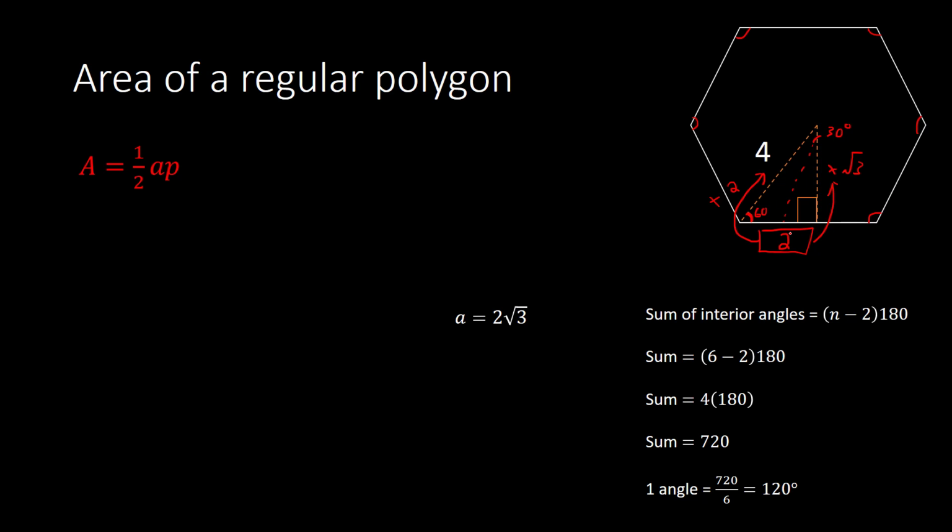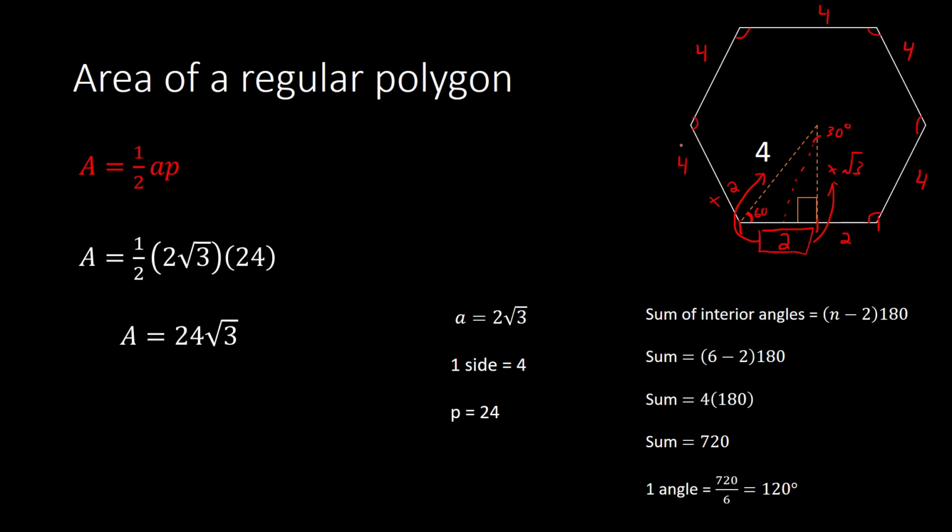One side length we have from here to here being 2, and then it's going to be the same for that part as well. So we have 2 and 2, meaning each side would be a length of 4. And there are 6 sides, so the perimeter would be 24. So we plug that into the formula of 1/2 times the apothem times the perimeter, and we're going to get our answer of 24 times the square root of 3.